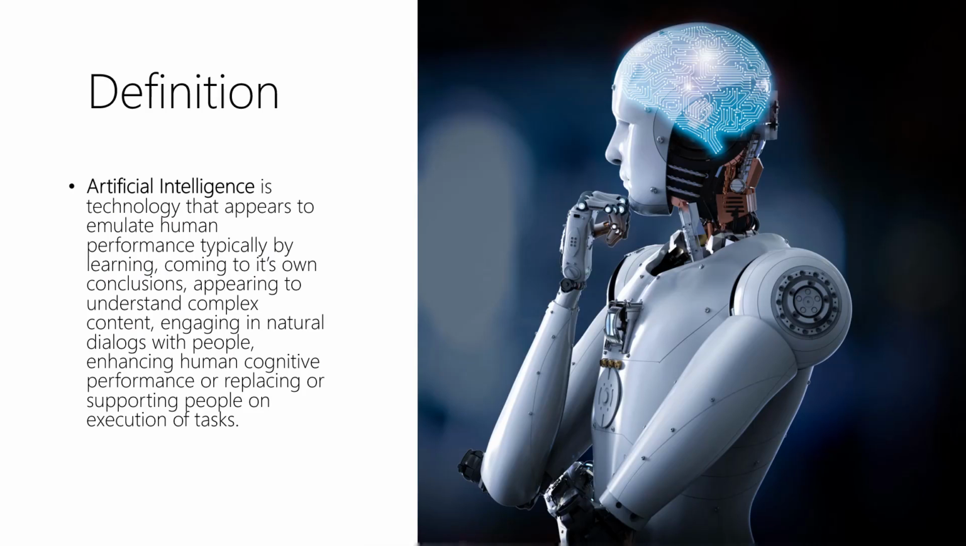So, I always love definitions. So, to start, AI is any technology that appears to emulate human performance and behavior, and it does so by exhibiting learning. It can make decisions and come to its own conclusions, and can understand complex content, communicate and engage in natural dialogue, and it is used mostly to enhance human cognitive performance or assist people on the execution of tasks that normally would take a long time for a human to perform.